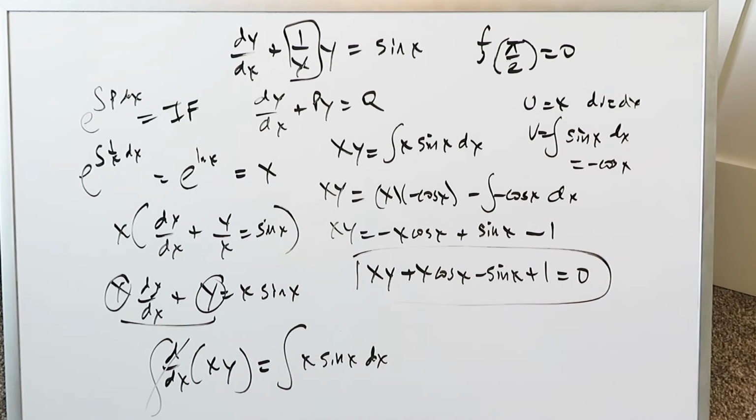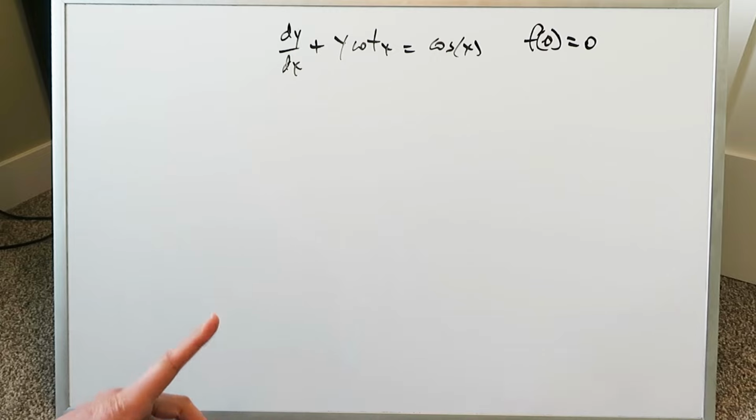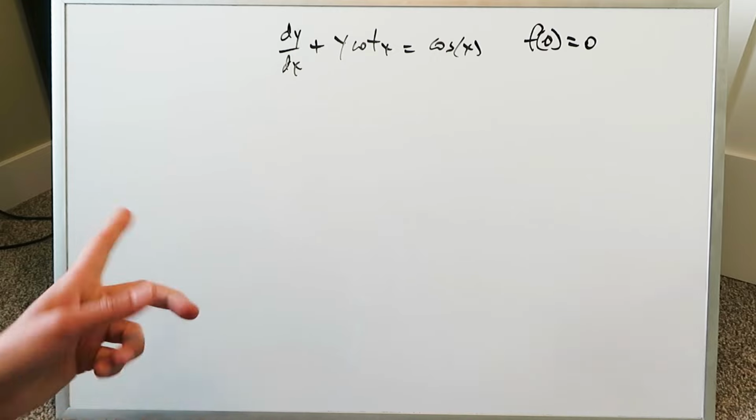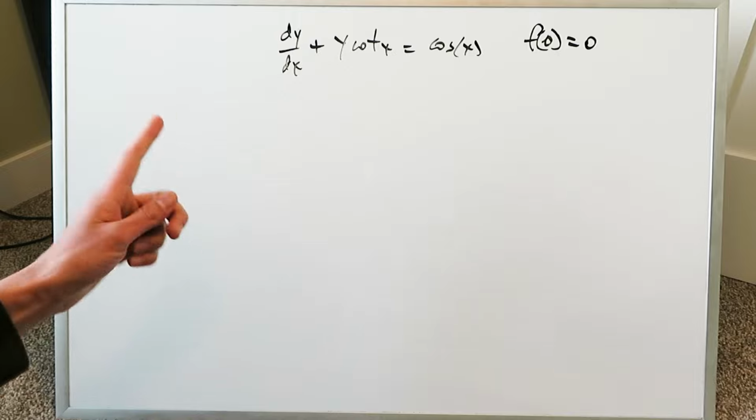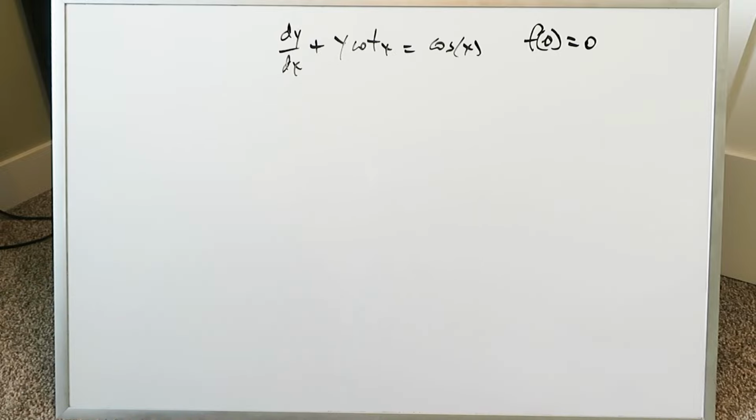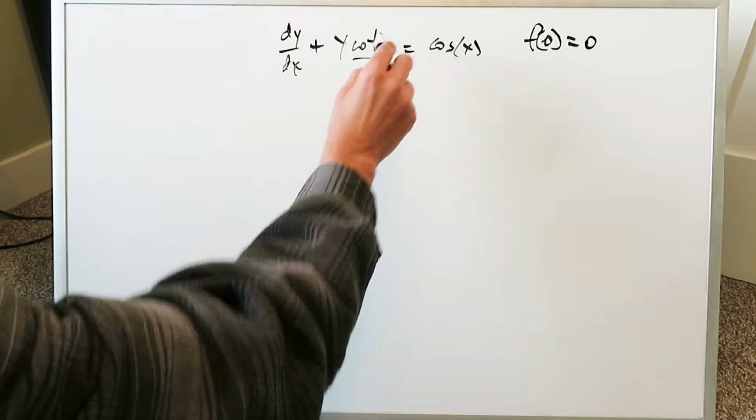and the question has been solved. Let's use this as our last example, review example for this video. We have dy over dx plus y cotan x is equal to cosine x. Condition f of 0 is equal to 0. How do you go about doing this? Recognize here that you have a linear first order differential equation. It has a dy over dx plus py is equal to q format. Here's my p value right over here.